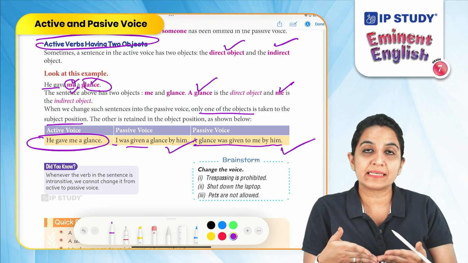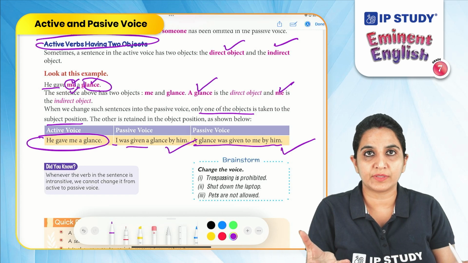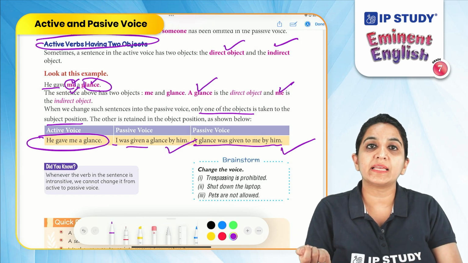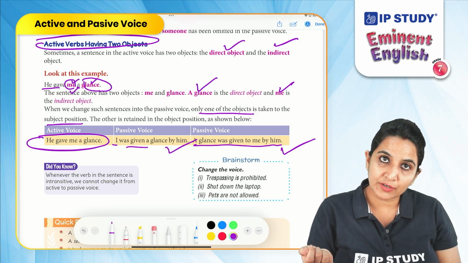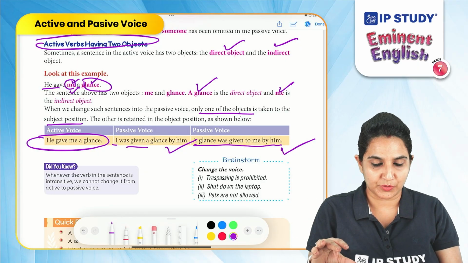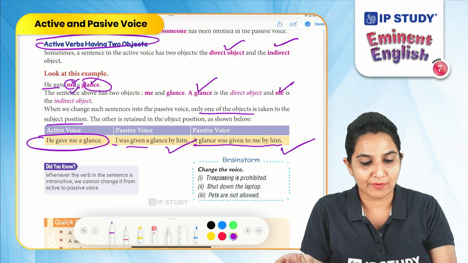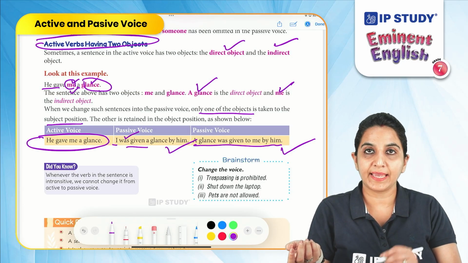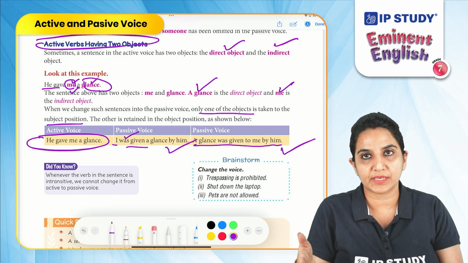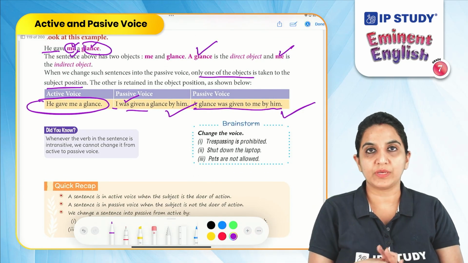So when the sentence has two objects, indirect and direct, we can change it in either way. We can either take the indirect object in the subject position or the direct object in the subject position. And accordingly, we create a sentence. I was given a glance by him. A glance was given to me by him. This is how we change it.